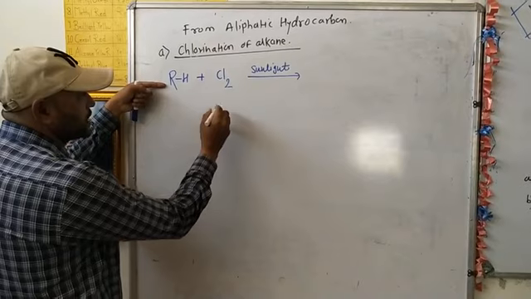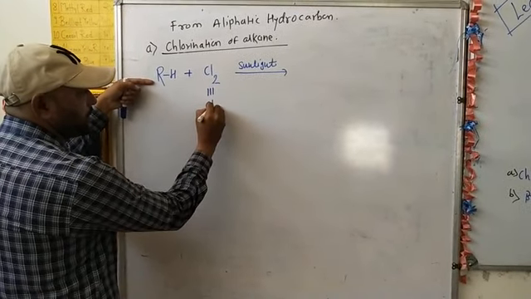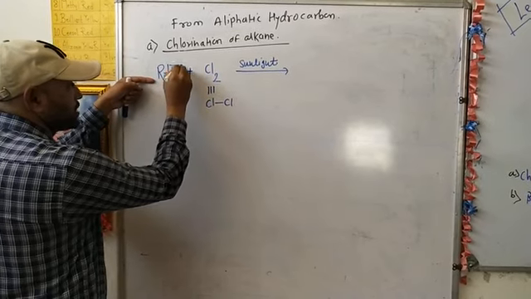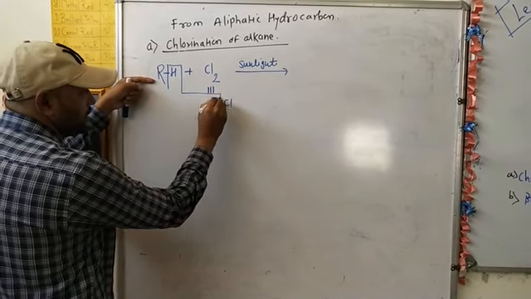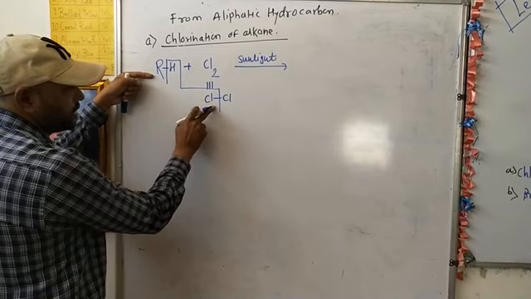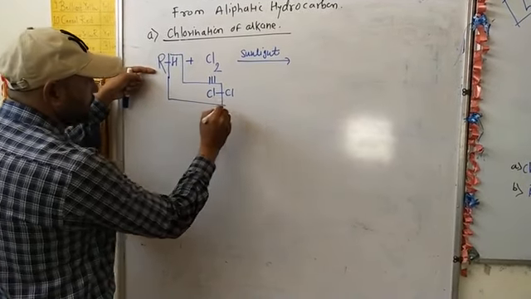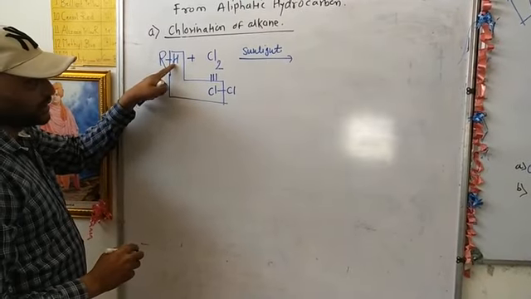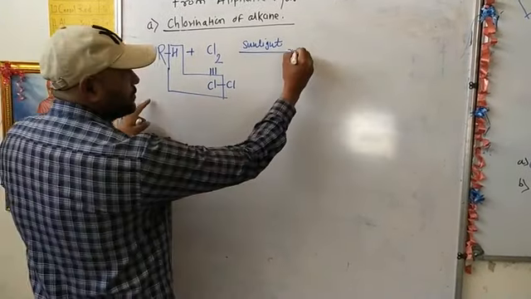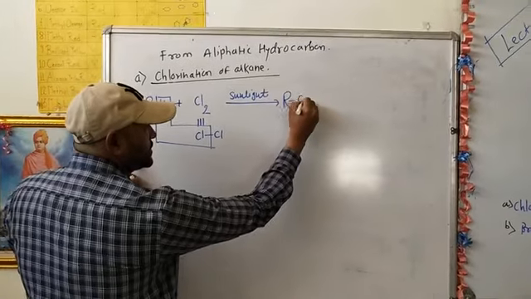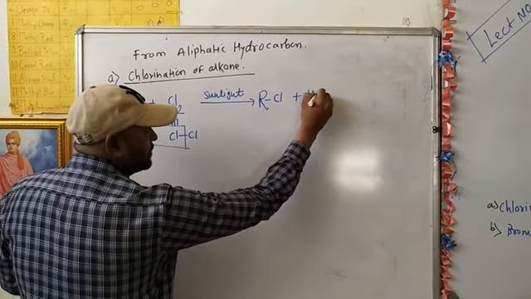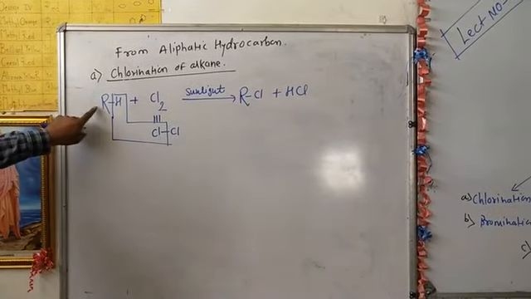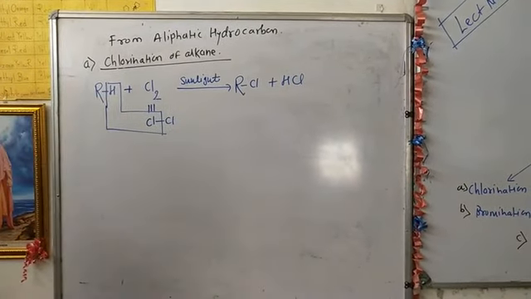What is the substitution reaction? We write the chlorine, Cl single bond Cl. From this alkane we lose the H, and from chlorine Cl. So we lose HCl from this side, and this hydrogen is replaced by chlorine. We obtain the compound RCl plus HCl, alkyl halide from alkane by chlorination.